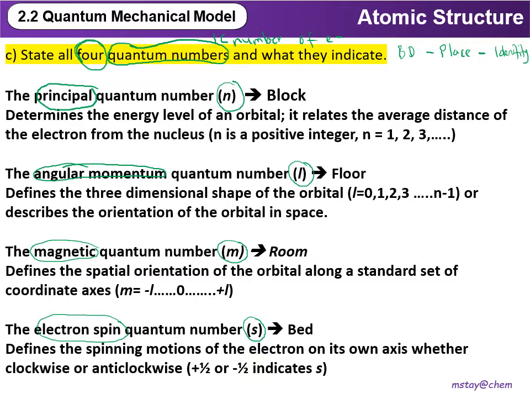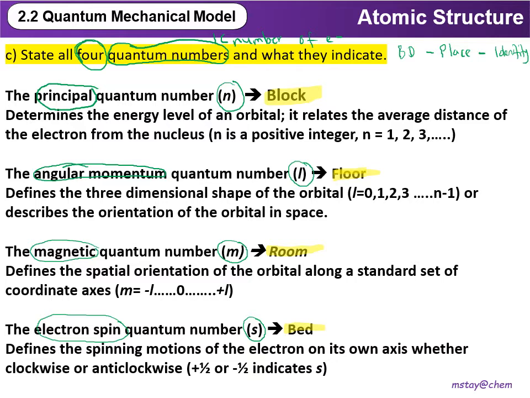Like previously, I will use a simple analogy. The principal quantum number is basically like at which block the electron stays. The angular momentum quantum number lets us know which floor the electron stays on. The third one, the magnetic quantum number, lets us know which room. And the last one tells us, inside the room, which bed the electron stays in.